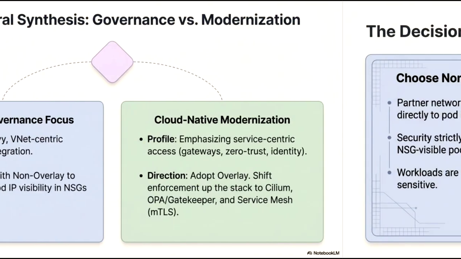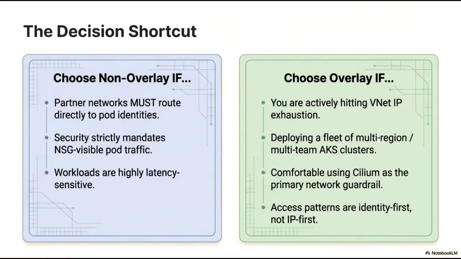security model. When deciding between non-overlay and overlay networking, this shortcut helps clarify the most critical architectural requirements. Choose a non-overlay configuration if your environment requires partner networks to route traffic directly to pod identities. This is also the necessary path if your security policies strictly mandate that pod traffic remains visible to network security groups for granular filtering or auditing. Furthermore, because non-overlay networking avoids the encapsulation overhead, it is the optimal choice for workloads that are highly latency sensitive.